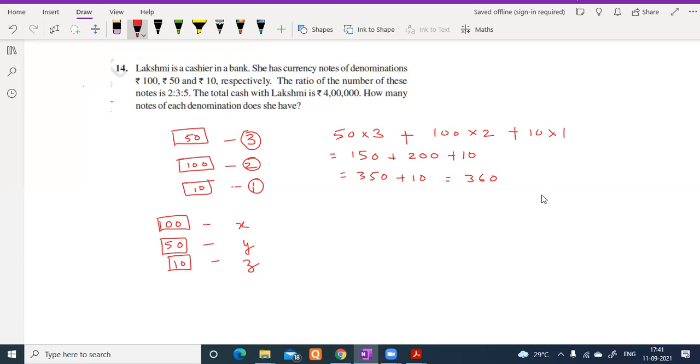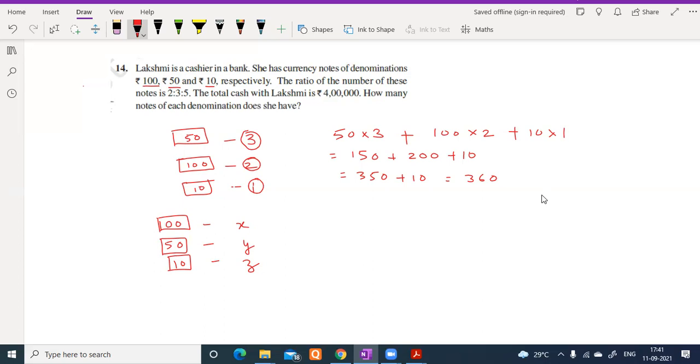Now they're telling that the ratio of the number of these notes is 2 is to 3 is to 5. You should be careful here that they're telling first 100. The ratio of number of notes of rupees 100 is to 50 is to 10 is 2 is to 3 is to 5. So you should make sure that you are taking the X is to Y is to Z ratio as 2 is to 3 is to 5.